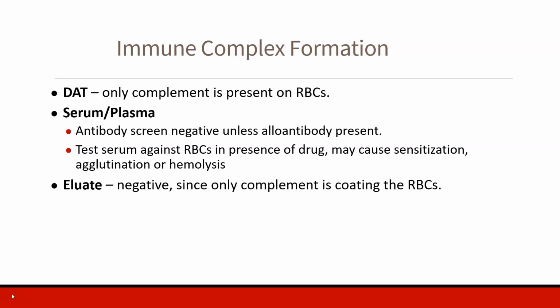When working up this type of reaction, the DAT only has complement present on the red cells. The serum or plasma antibody screen is negative unless an alloantibody is also present. So how you resolve this is by testing the serum against red cells in the presence of the drug, which may cause sensitization, agglutination, or hemolysis. The eluate is negative since only complement is coating the red cells.